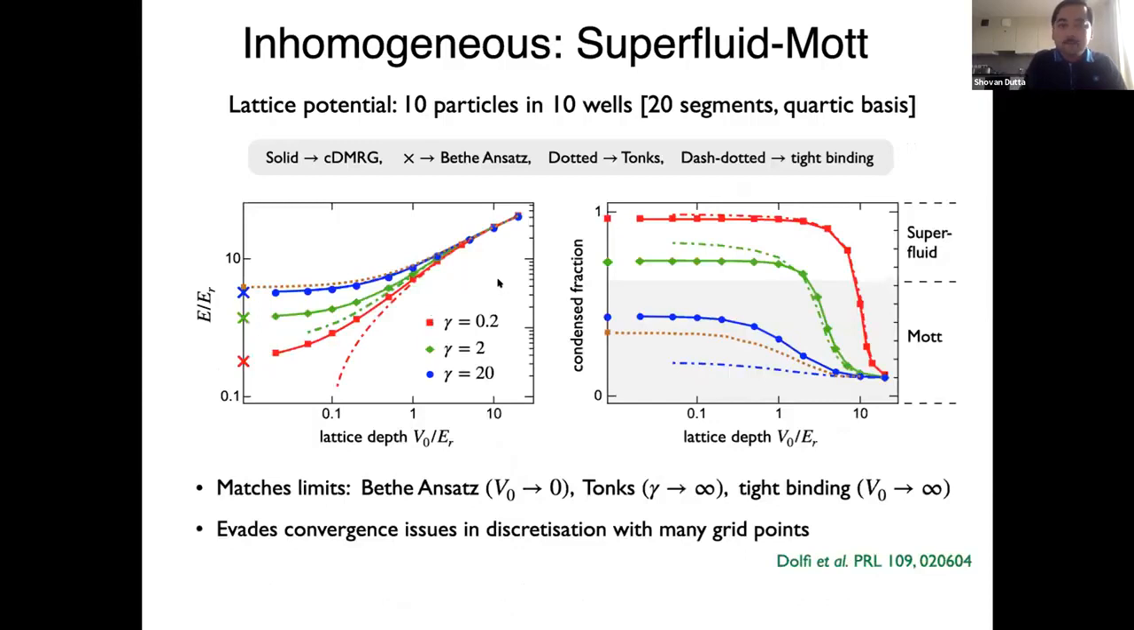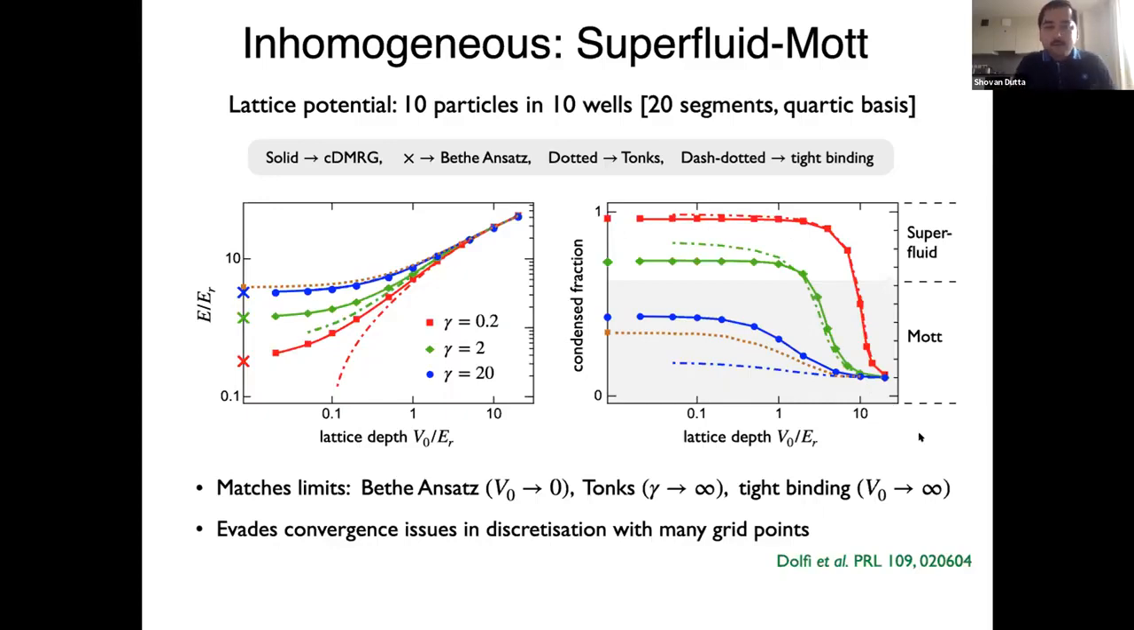Okay, I think I won't go into the details here. This is just to show that we retrieve the known limits: the Bethe ansatz, the Tonks gas, as well as tight binding for deep lattices. It agrees with those limits. And you get the superfluid to Mott transition, although in a finite size system, but you see that the condensate fraction goes down as I increase the lattice depth.